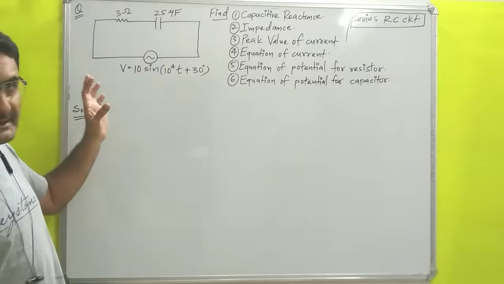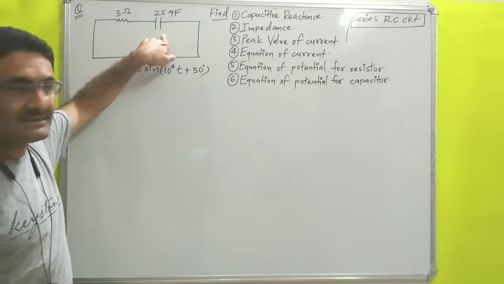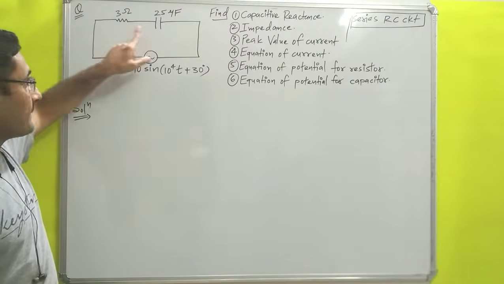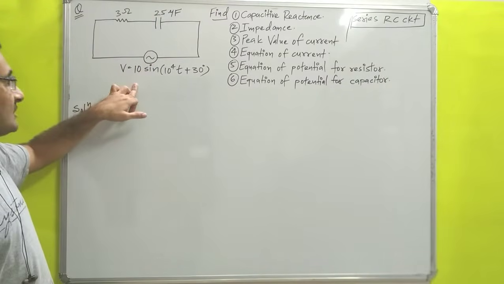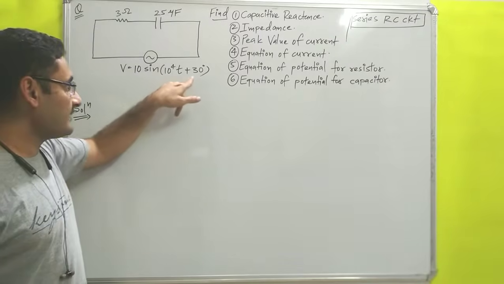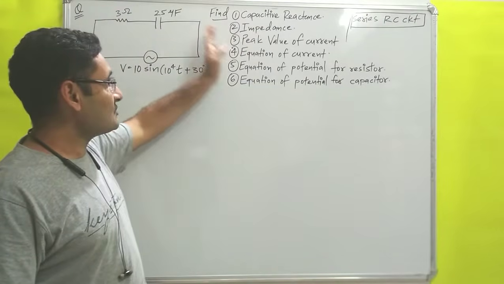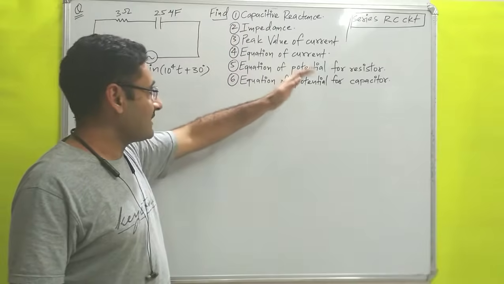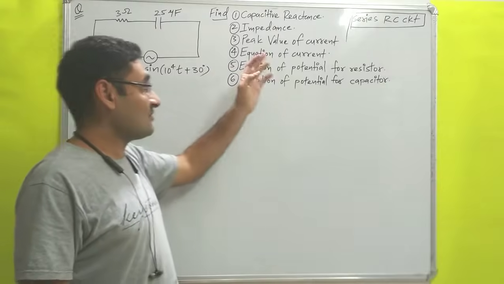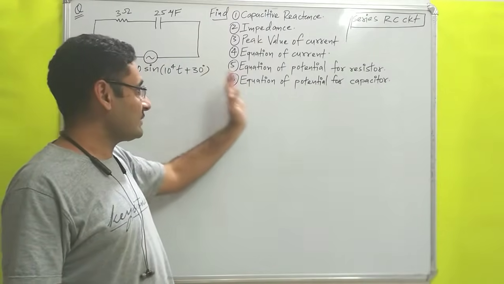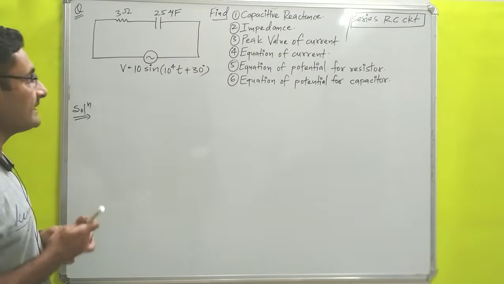On the board, one numerical is given in which one resistor of 3 ohms resistance and one capacitor of 25 microfarad capacitance are connected in series with each other with one alternating voltage source having the equation of 10 sine 10 raised to 4t plus 30 degree. Now questions are 6. First is capacitive reactance you have to find, impedance you have to find, peak value of current which is known as maximum value, equation of current you have to find, then equation of potential for resistor you have to find, and equation of potential for capacitor you have to find. So one by one we will calculate each and everything.